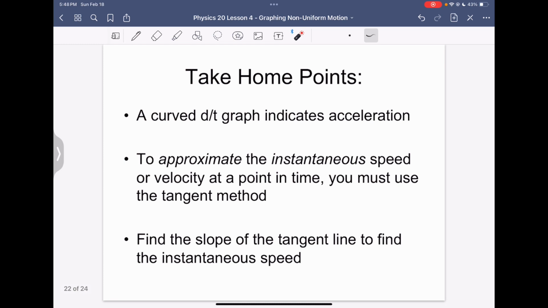Okay, now the take-home points. Let's cover these. A curve on d versus t represents acceleration. On that front page, remember when we went from a linear graph to something with a bit of a curve, the instantaneous velocity does not equal the average velocity. To approximate the instantaneous speed, we use the velocity at that time, or we use the tangency method, which is only an approximation because we do not have calculus yet. To find the slope, we use a tangent line and we find instantaneous speed. So calculate the slope of the line when you draw a tangent that only crosses through the one point.